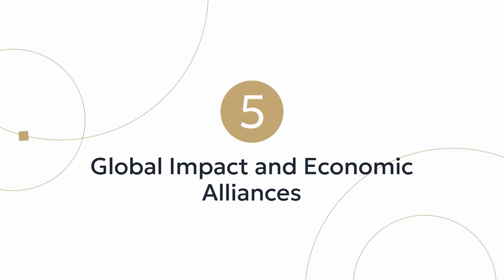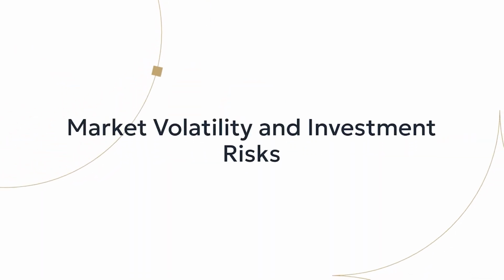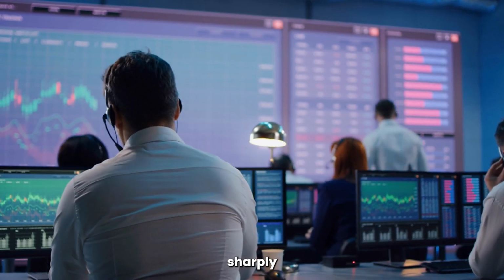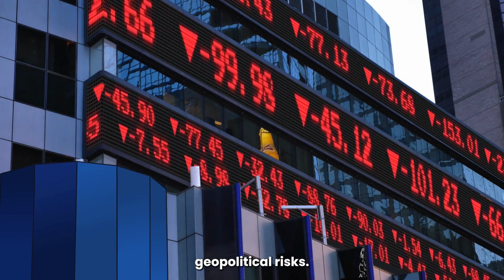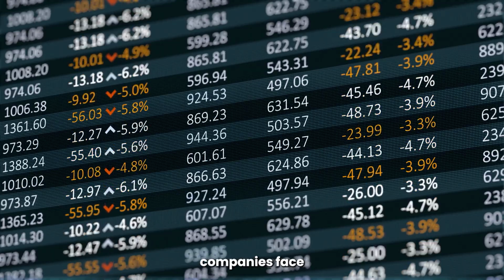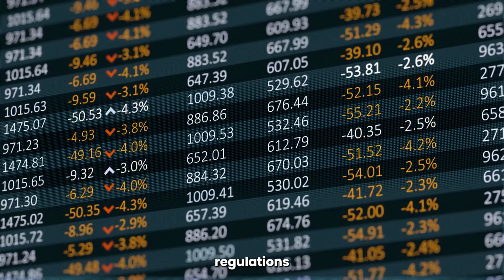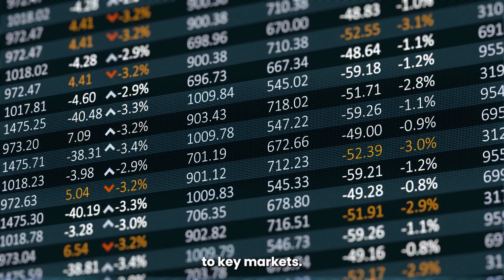Section 5. Global impact and economic alliances. 1. Market volatility and investment risks. Stock markets react sharply to trade war developments, with investors adjusting portfolios based on geopolitical risks. Multinational companies face uncertainty over tariffs, regulations, and access to key markets.